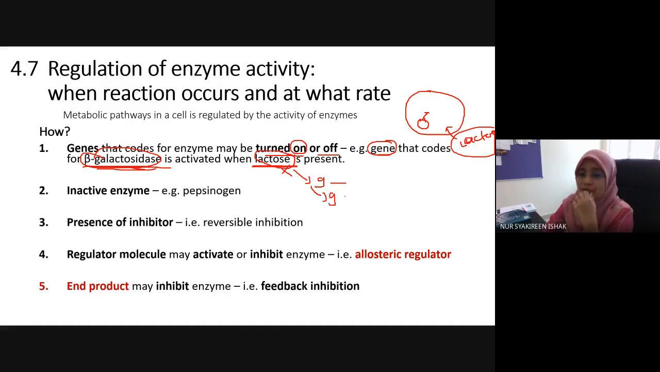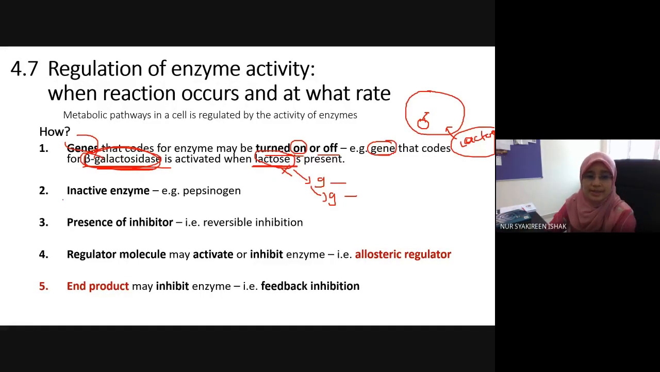These are simple sugars that the bacteria can use to carry out cellular respiration, which is to fuel cellular respiration to generate energy in the form of ATP. So the bacteria can only carry out cellular respiration if the lactose is broken down into its monomers. So that is turned on or off. The gene that is used to synthesize the enzyme is either turned on or off. On, the gene can synthesize the enzyme. Off, the gene cannot synthesize the enzyme.